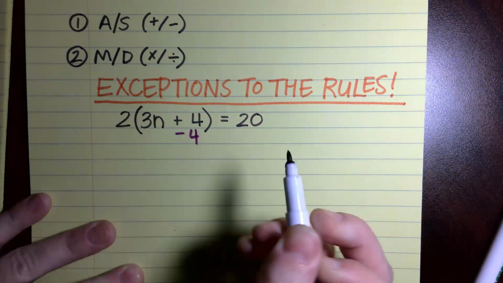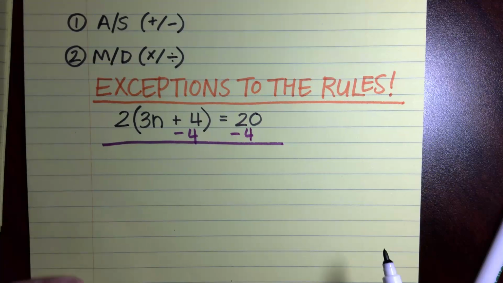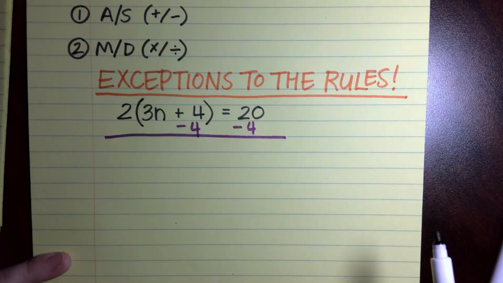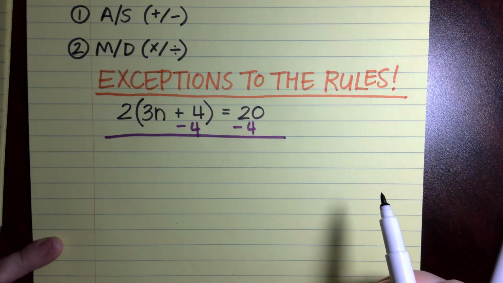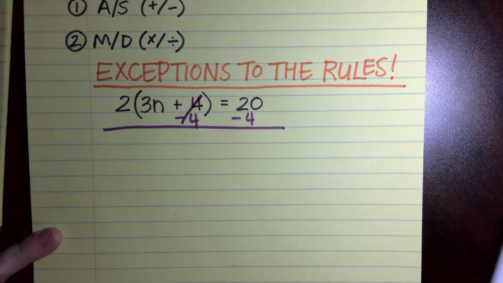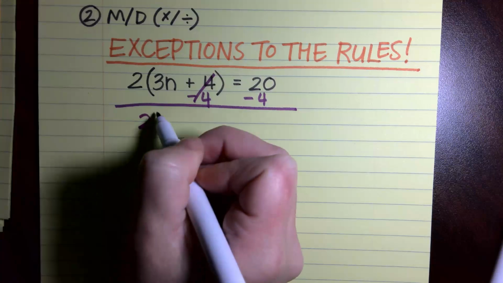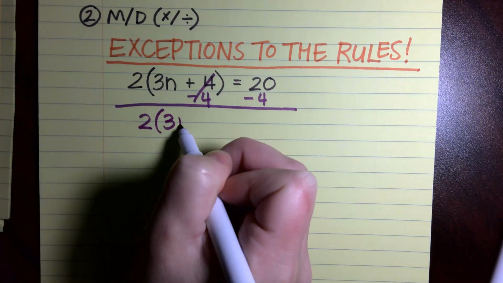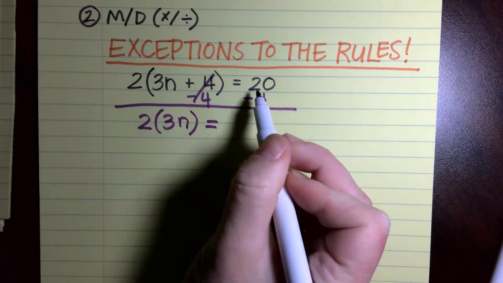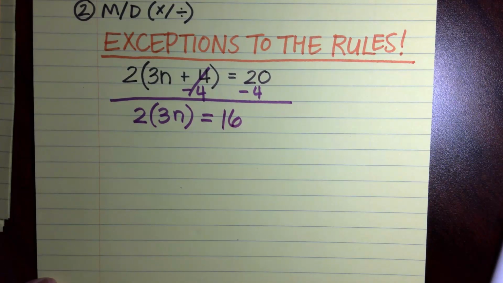Minus 4. Where else would I do minus 4? Under the 20. Okay, minus 4. So, where would we go from here? Bring it down. Like these cancel and then bring everything down? Okay. We're experimenting here, guys. So we'll bring down 2, 3n equals, that'd be 16. Okay. Let's try that.